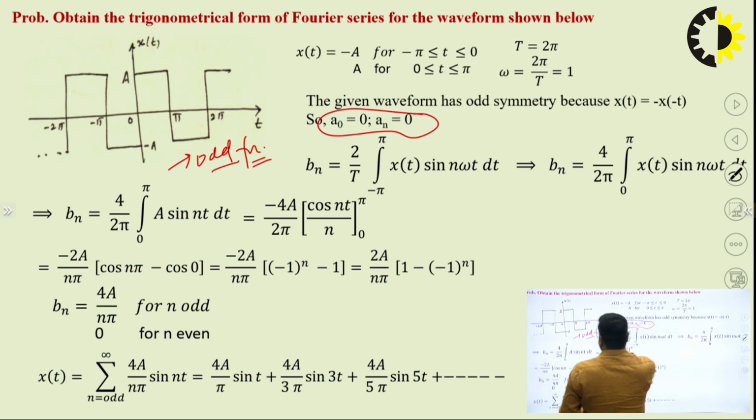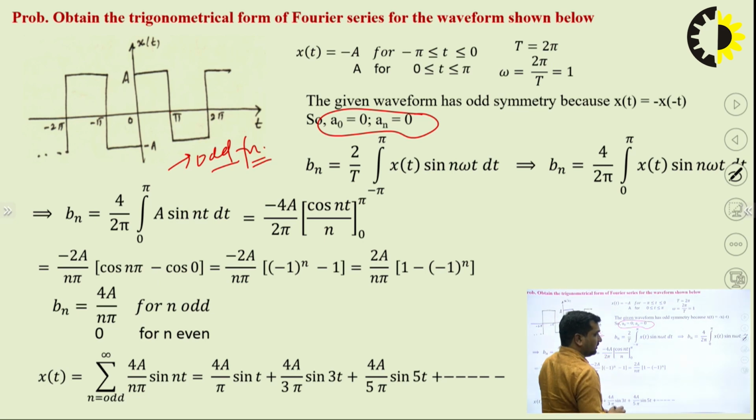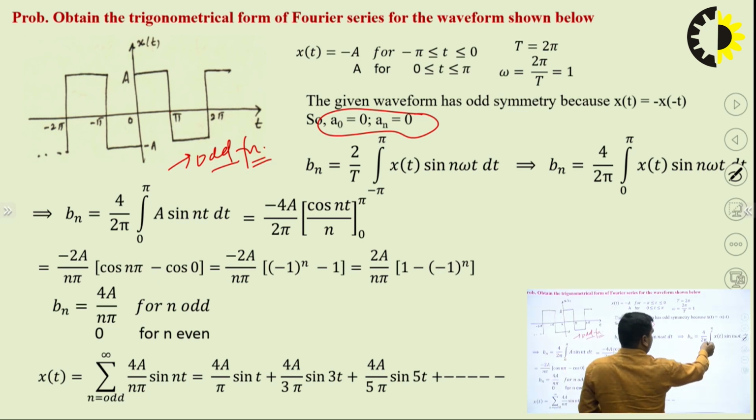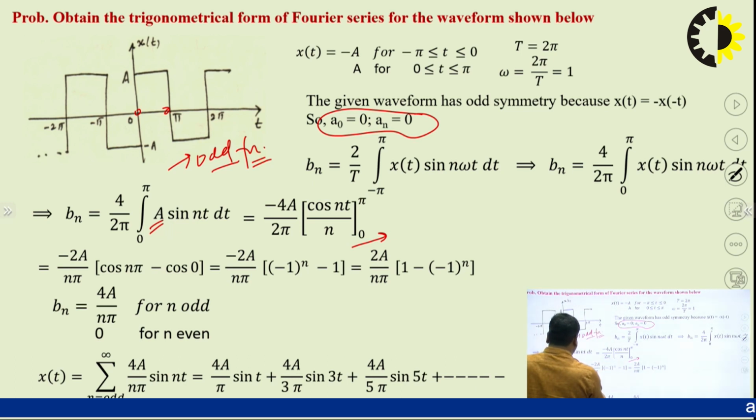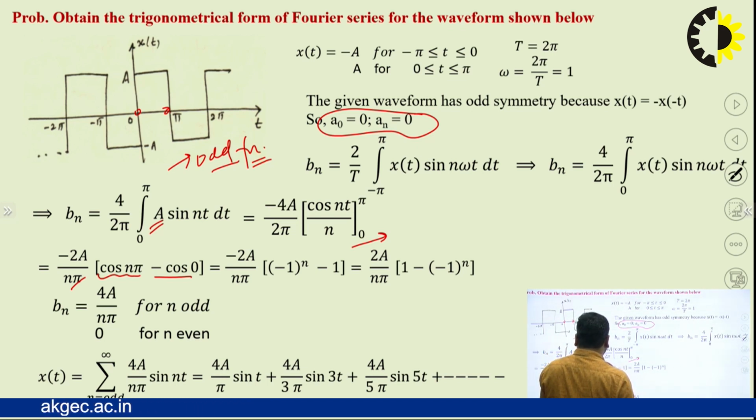4 upon T, what is the value of T? That is the time period from -pi to pi, that is 2 pi. So 4 upon 2 pi, integral from 0 to pi of x(t) sin(n omega t) dt, and bn becomes this. The value of the function x(t) from 0 to pi is A. So with the help of integration we have derived it, and it becomes -2A upon n pi times (cos n pi minus cos 0). Cos n pi is equal to (-1) to the power n, and cos 0 becomes 1.